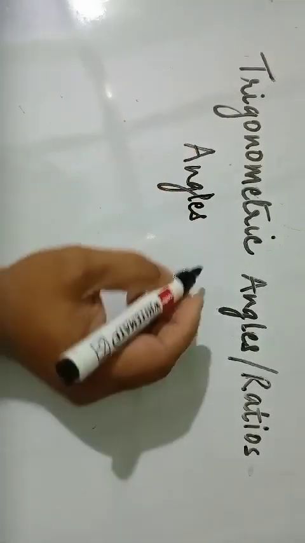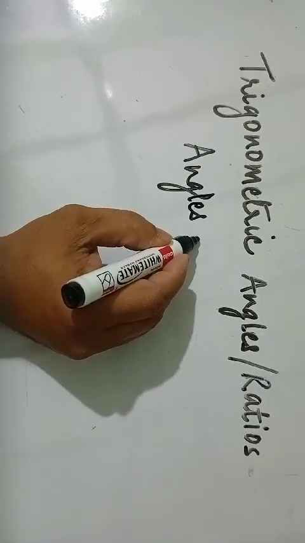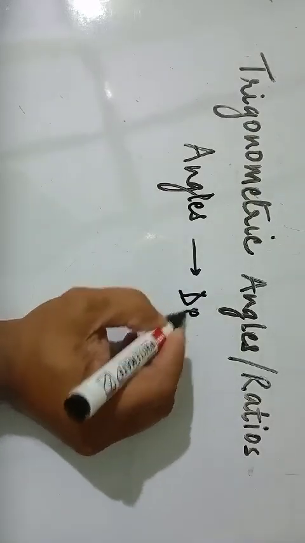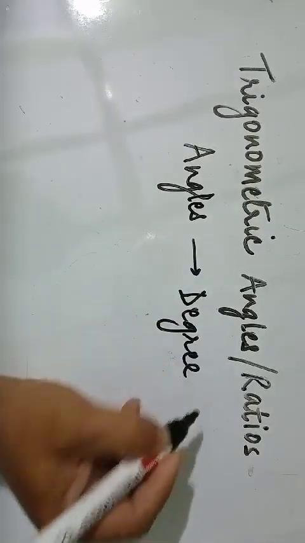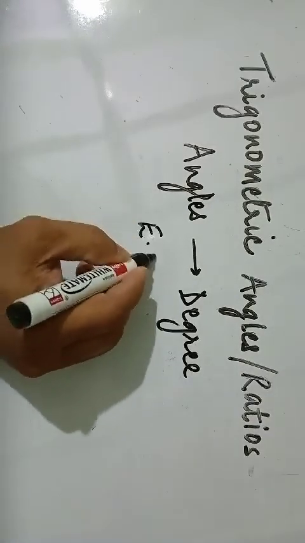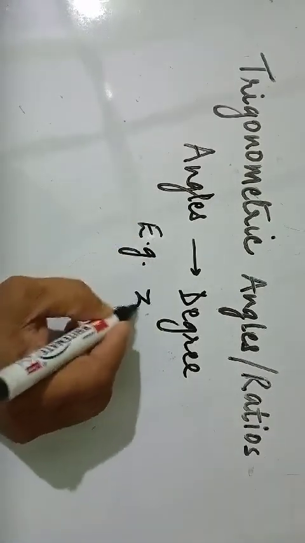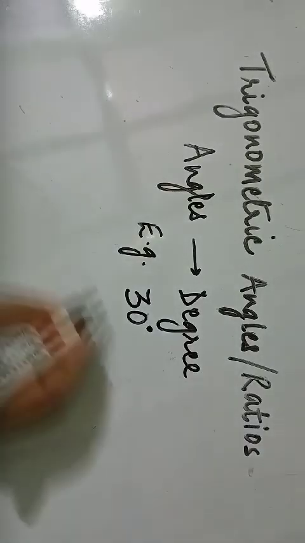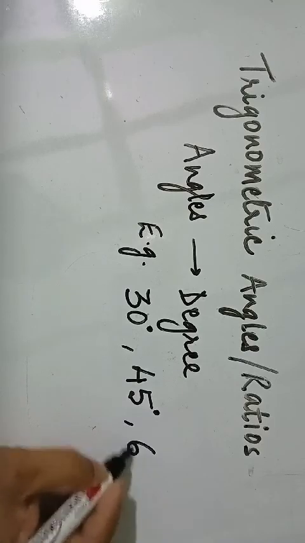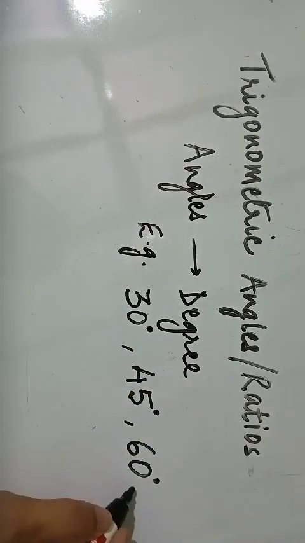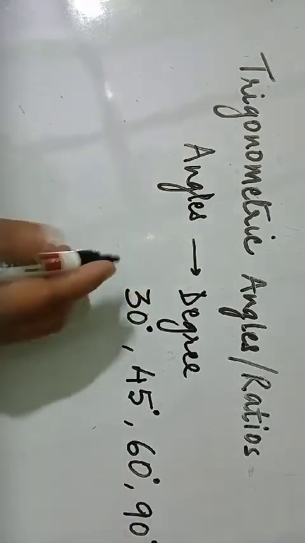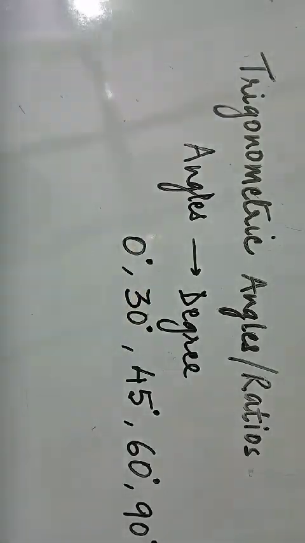The most common thing that you are aware of with regards to angles is that their unit is degrees. So you usually see angles expressed in degrees. Let's say, for example, I'll take some standard angles like 30 degrees, then we have 45 degrees, then 60 degrees, we also have 0 degrees, and so on and so forth, and then you have 90 degrees.